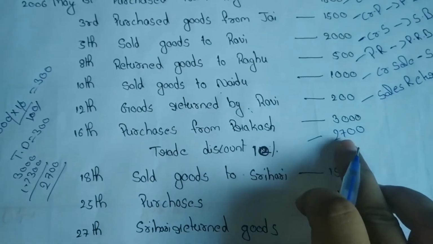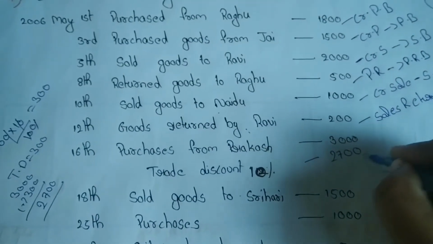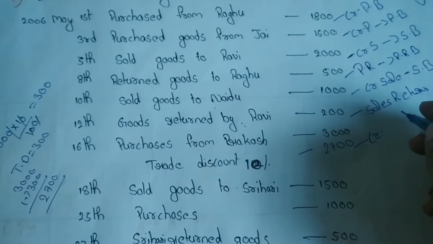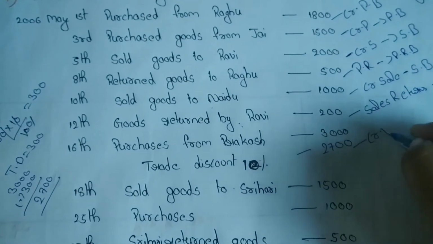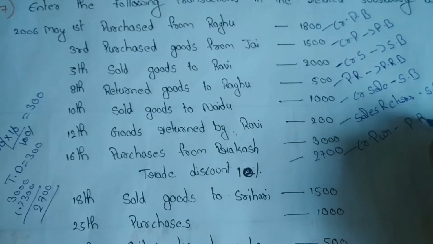So instead of 3000, you have to pay 2700 to Prakash. We purchased goods from Prakash, and it was a credit purchase because we did not pay any cash to Prakash; we purchased goods on credit basis, right? So it should be recorded in the purchase book.